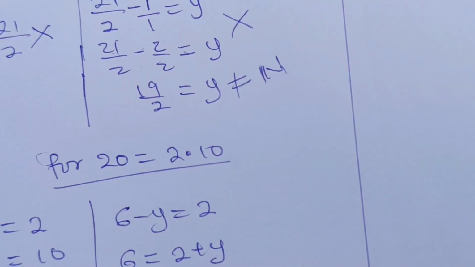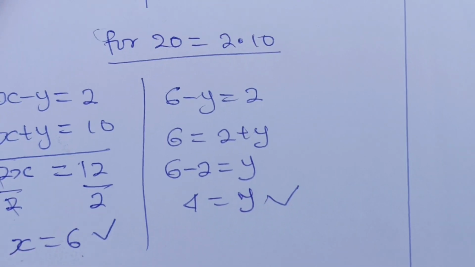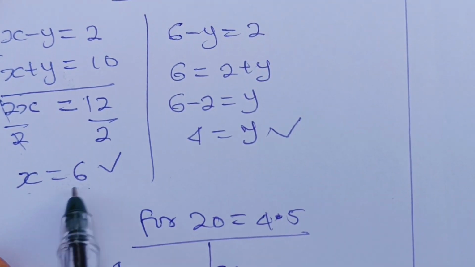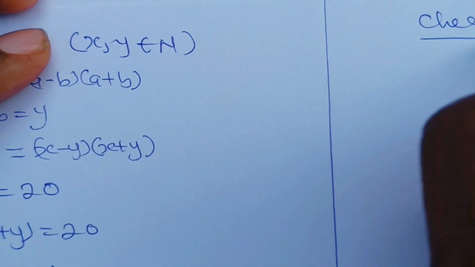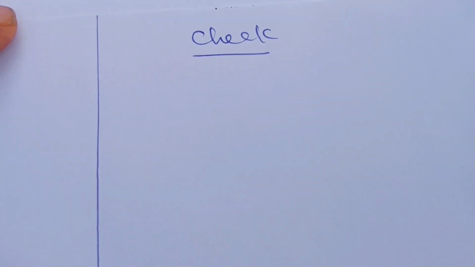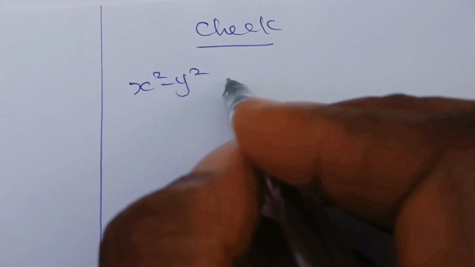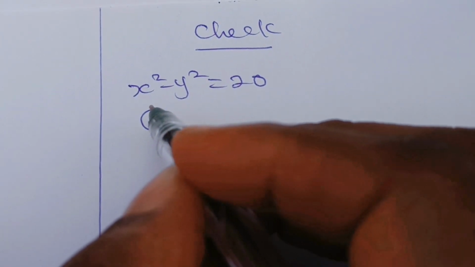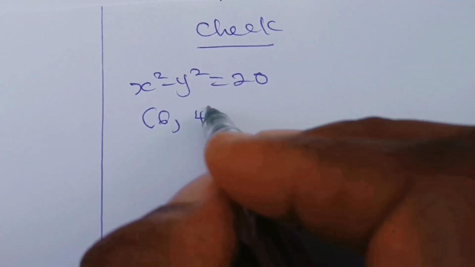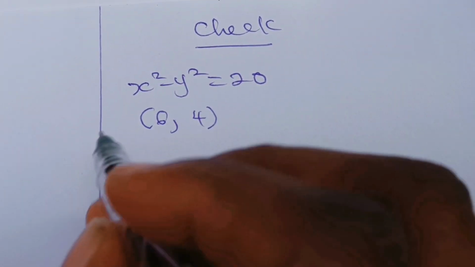Therefore, the only value of x and y that is valid is that x is equal to 6 and y is equal to 4. Now it's time to check. Okay, let's check. So if we check, the question says that x squared minus y squared is equal to 20. Now recall that our x is 6 and our y is 4. So this is what we have, 6 comma 4.